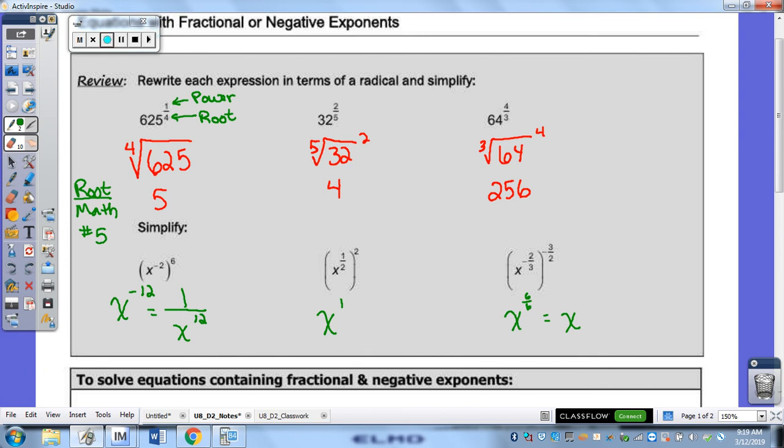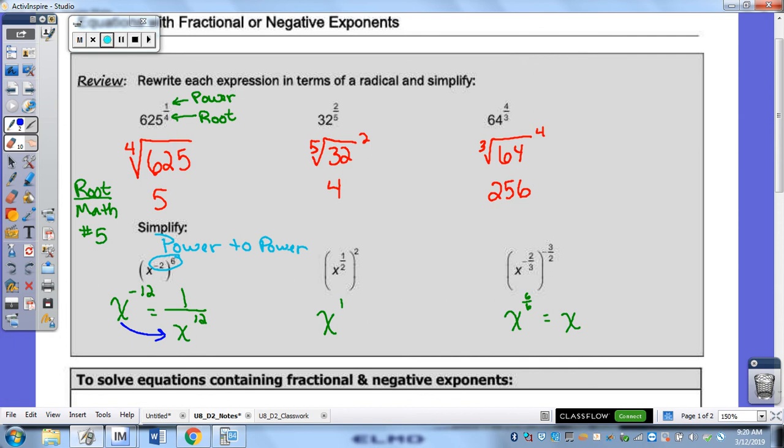And then down here on the bottom, this was our power to a power rule. So that means you have to multiply them. So 6 times negative 2 is where my negative 12 came from. Negative exponents are never okay. We always have to take care of those and make them positive. So in this case, it made my x move into the denominator of a fraction, and now my exponent is positive. So 1 over x to the positive 12.